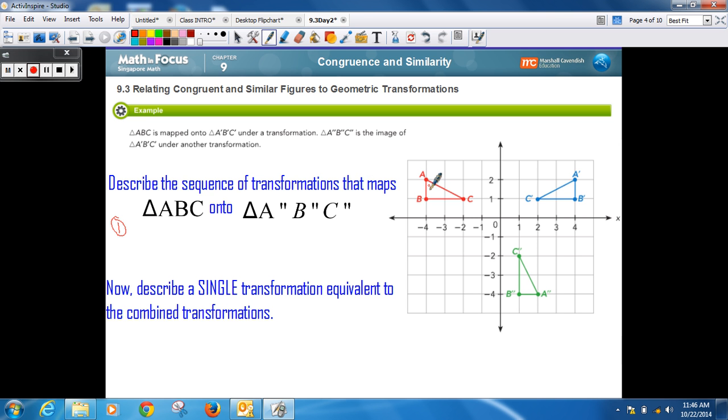So to go from the red one to the blue one, I reflected it over the y-axis. So over here, my first step was reflection over y-axis. Now I am at the blue one. How do I go from the blue to green? It is a rotation 90 degrees clockwise.